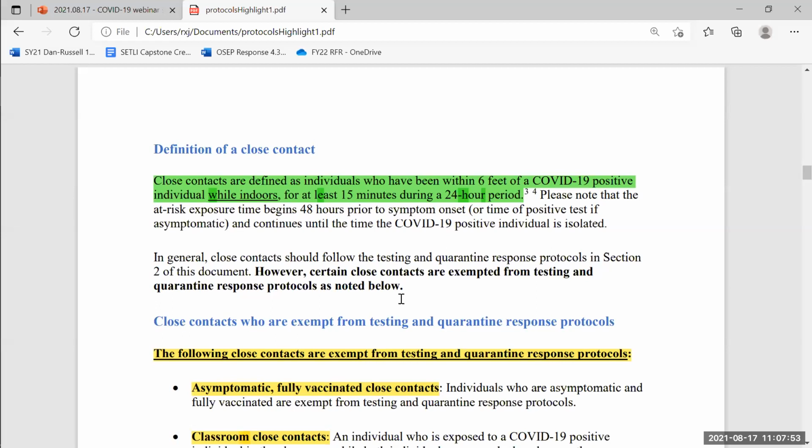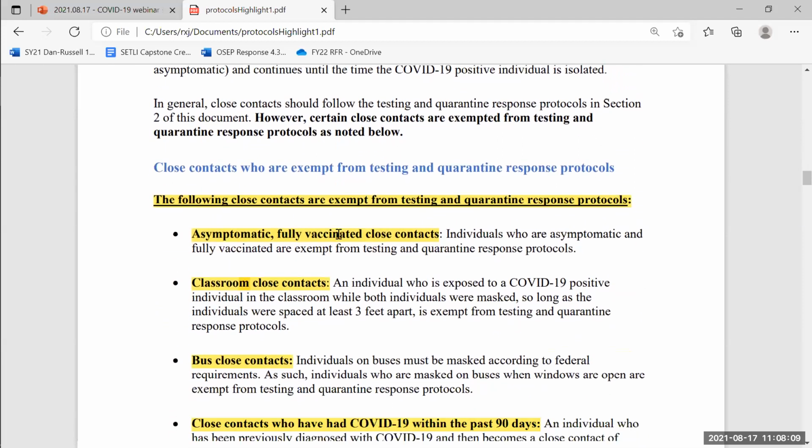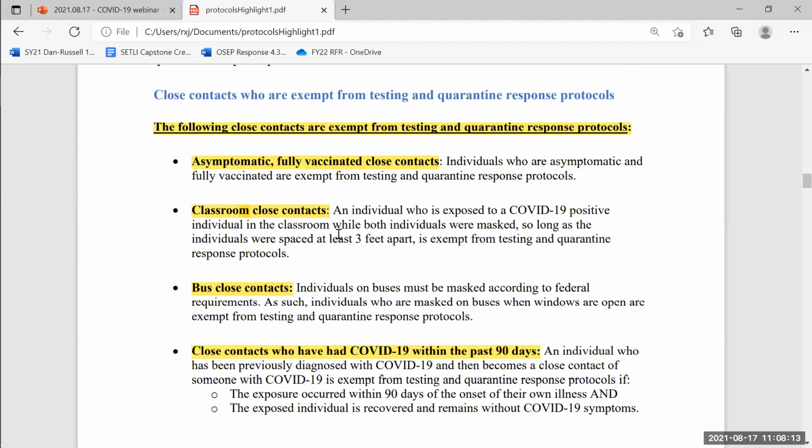But that definition of a close contact being defined as an individual who's been within 6 feet of a COVID positive individual while indoors for at least 15 minutes during a 24-hour period, that's still the same. So a close contact is still considered a close contact. But again, what's different is the response. So there are certain close contacts who are exempt from any quarantine response protocols. Those include asymptomatic, fully vaccinated individuals.